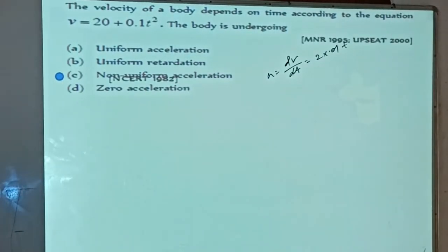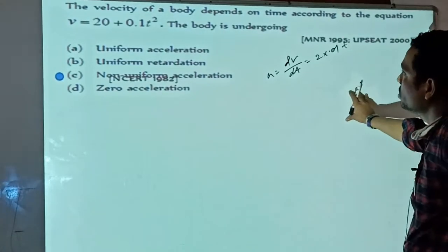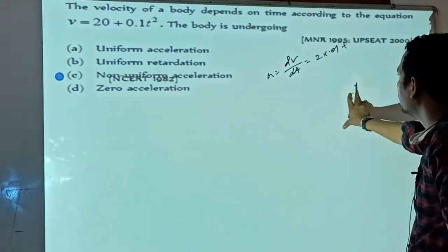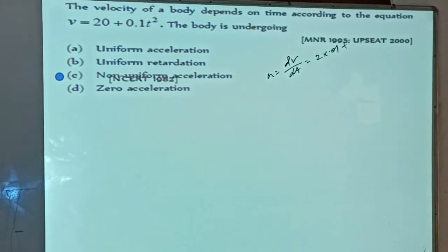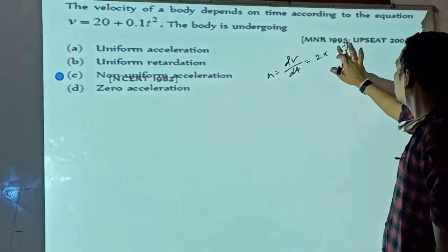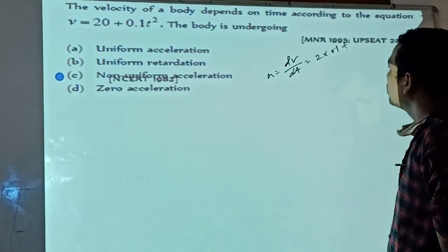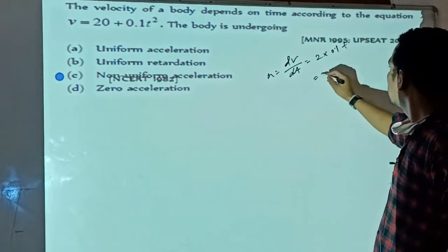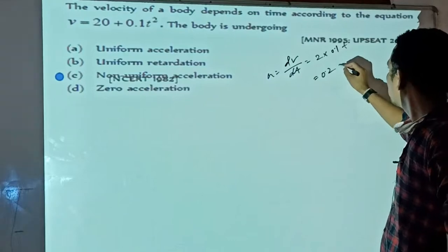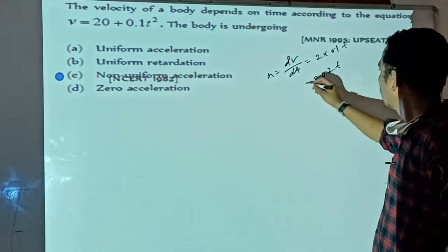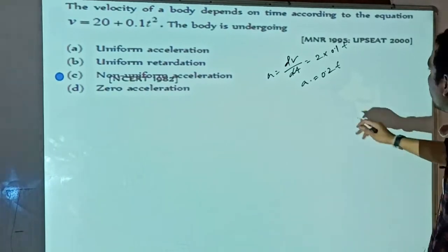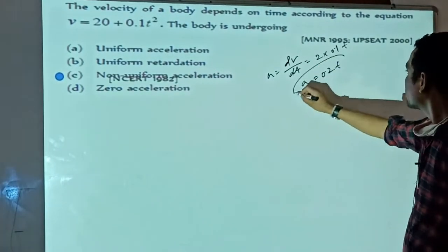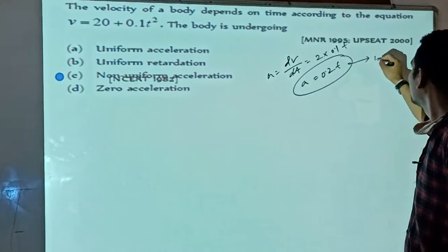Okay, I'm just taking the direct differentiation of this equation, that is a is equal to dv by dt, and this will give you 2 into 0.1 into 0.1. This should be 0.1. Okay, so the value of this one will be 0.2 into t. Right? So what can you say by observing this equation?